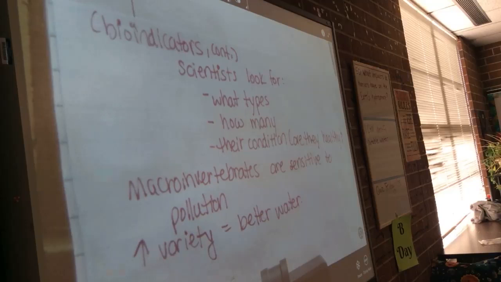And you're looking for a variety of them. You want to know what types there are out there. You want to know how many of each type. And you want to know their condition. Like, are they healthy or are they sickly looking? Are they weak?